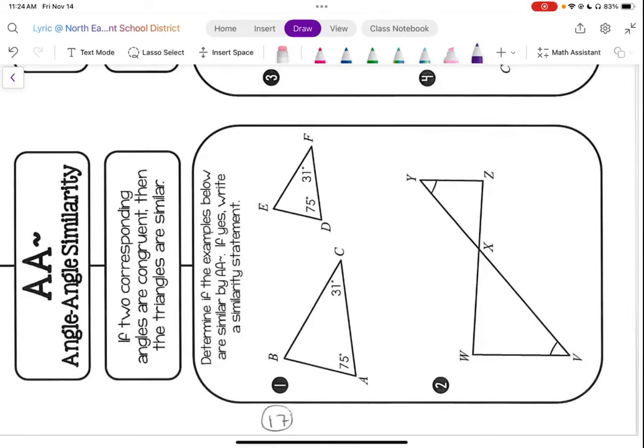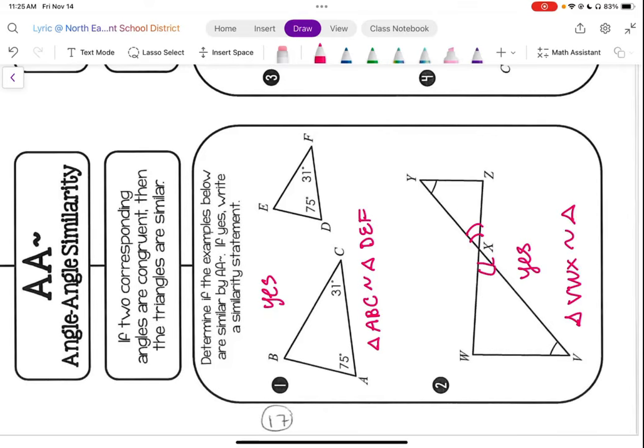Okay, so let's see. 75, 31, we have two congruent angles, which means that yes, these two triangles are similar. So we'll say yes, and triangle ABC is similar to triangle DEF. All right, number 2, we're given two congruent angles. We know vertical angles are congruent. Two angles congruent in two triangles is enough to prove that they are similar. So we'll say triangle VWX is similar to triangle YZX. And maybe you wrote your letters in a different order. As long as they match up with the congruent parts, we are good.